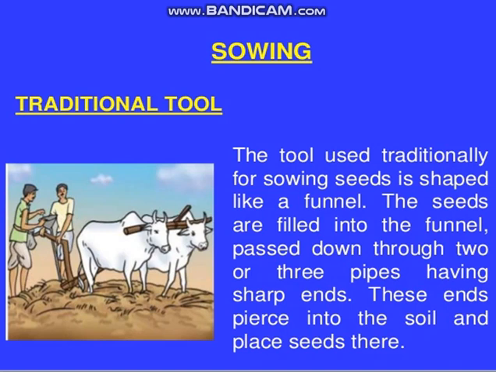The tool used traditionally for sowing seeds is shaped like a funnel. The seeds are filled into the funnel and passed down through 2 or 3 pipes having sharp ends. These ends go into the soil and place the seeds there.